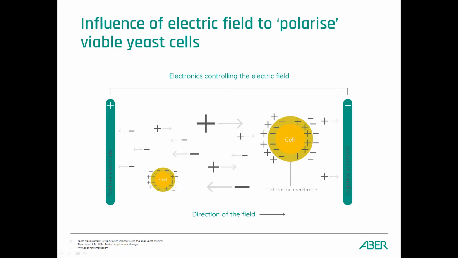Now, why are these parameters important to us? This is all to do with the structure of the cell membrane. Cells with intact cell membranes, in other words, live cells, do not allow the free flow of ions across the cell membrane. Therefore, under the influence of an infinitesimal electrical field, which is generated by the Aber probes, there's a buildup of charge around live cell membranes. Therefore, every live cell acts as a tiny capacitor, and the greater the number of live cells, the greater the capacitance signal, and it is this signal that the Aber probe measures.